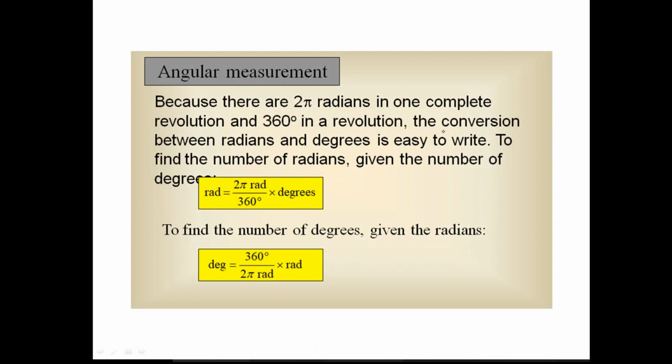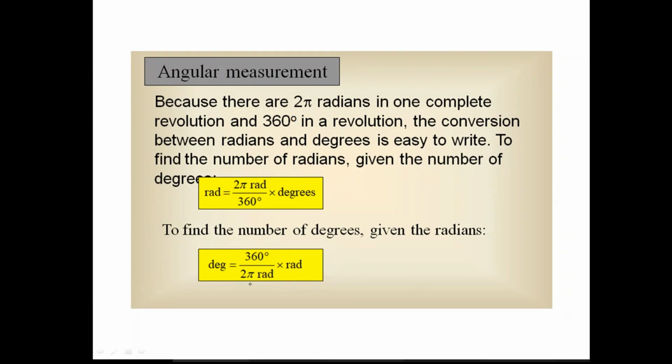The conversion between radians and degrees is easy to write. To find the number of radians given the number of degrees, radians is equal to 2 pi by 360 into degrees. So if you want to convert a quantity in degrees into equivalent radians, that is 2 pi by 360 into degrees. Then you will get the radians of that quantity. And if you want to find the degrees from radians, the formula is simple, right? Degrees is equal to 360 by 2 pi into radians.